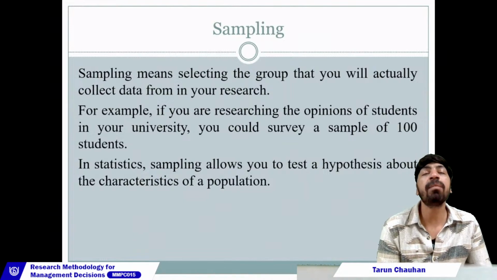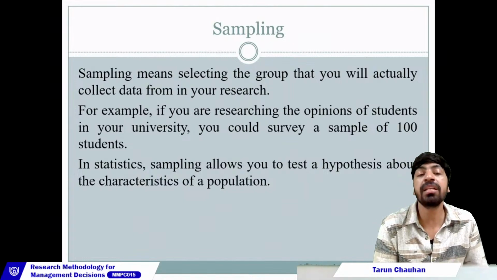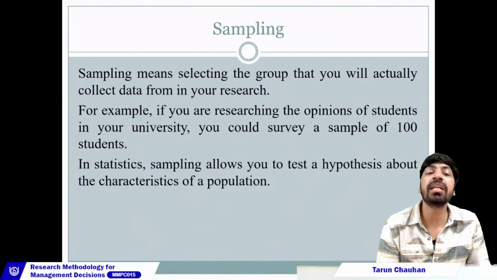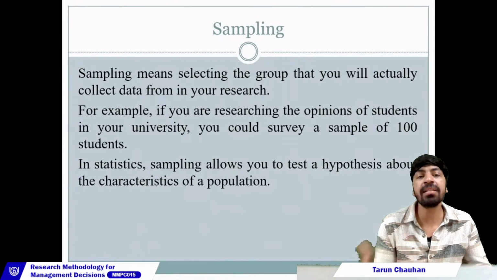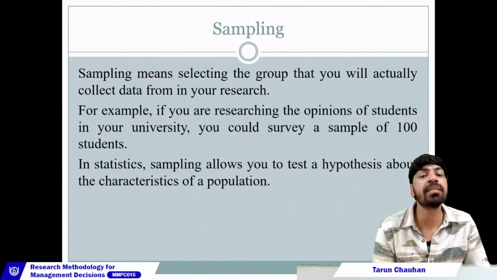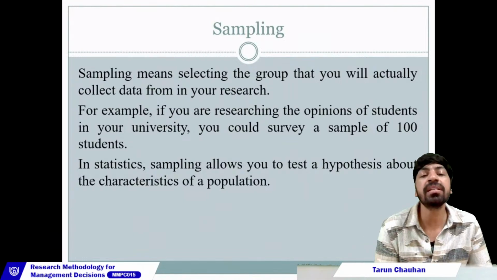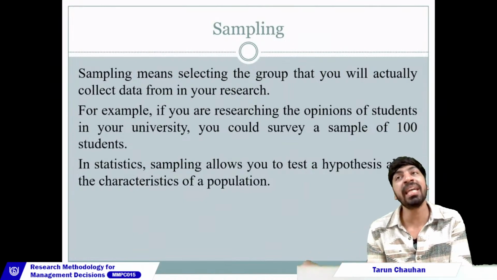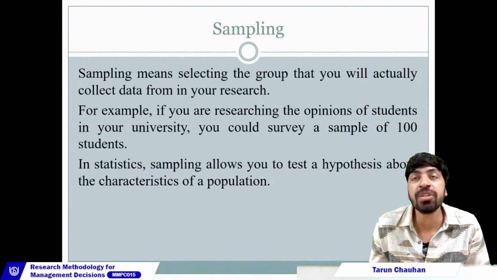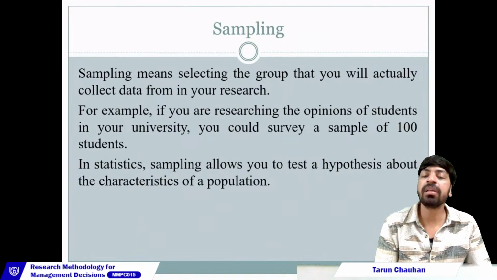For example, if a researcher would like to collect the opinions of students in your studies, you could survey a sample of 100 students. That's called sampling. In the context of statistics, sampling allows us to test hypotheses about various characteristics of a population, whether gender-wise, age-wise, occupation-wise, or anything that is very useful for the research.